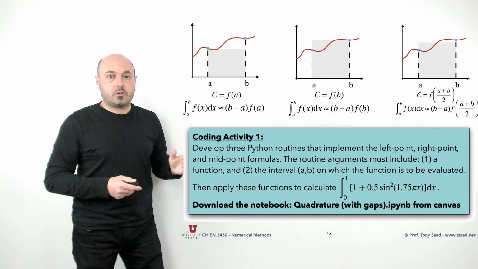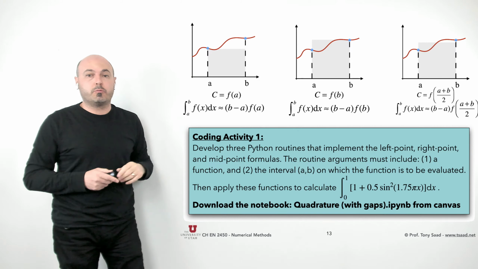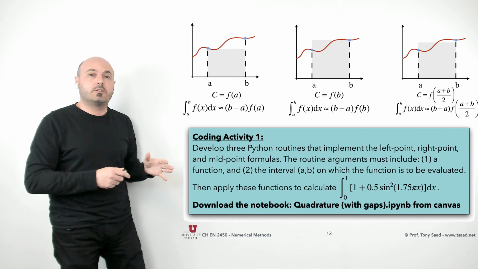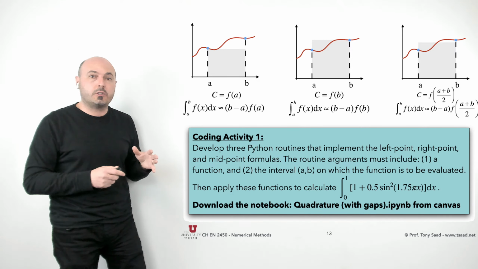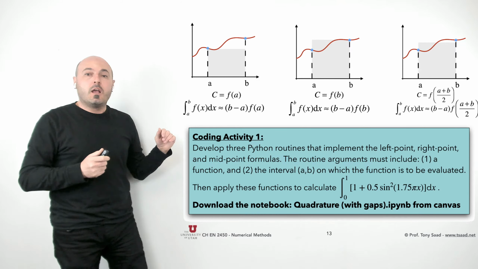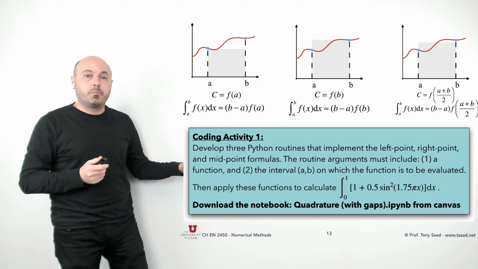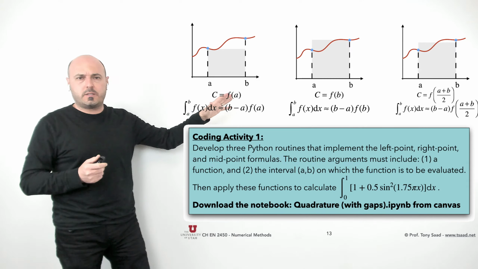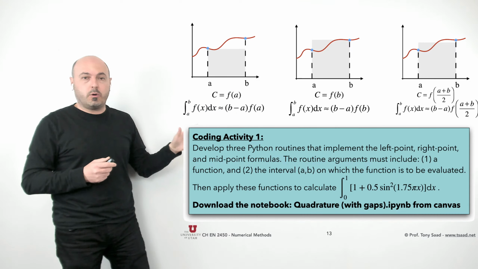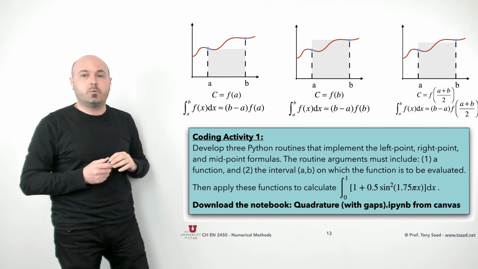And now I'm going to ask you to download a Jupyter notebook called Quadrature with Gaps from Canvas. You can find it under the module Numerical Integration or under Files, Jupyter Notebooks, Quadrature Activities. Download that notebook, and with it there's a CO2 data file. We're going to need that in a few slides. So go ahead and download that data file as well.